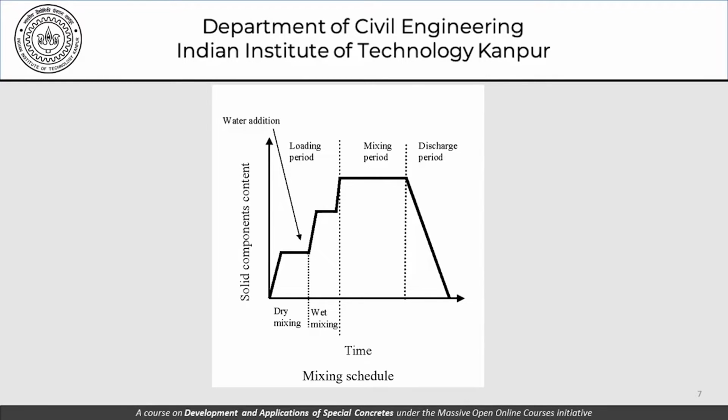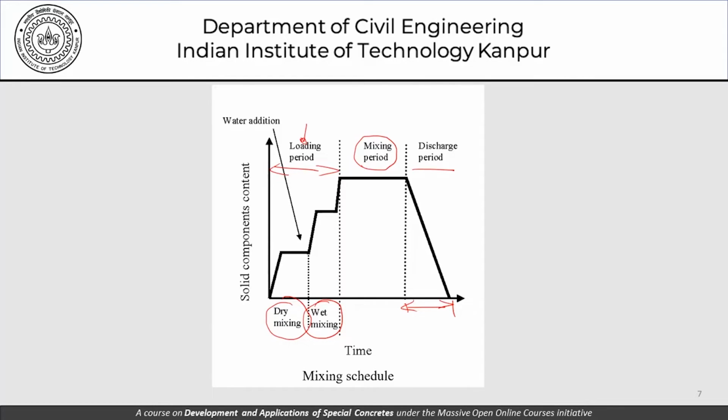So we can see that these are the solid components that are being added gradually. There is a stage of dry mixing of concrete. There is wet mixing of concrete. Then we have the mixing period. This period overall is called the loading period. Then the mixing period, and this is the discharge. So these lengths are not necessarily to scale, but they are indicative of the different processes involved.